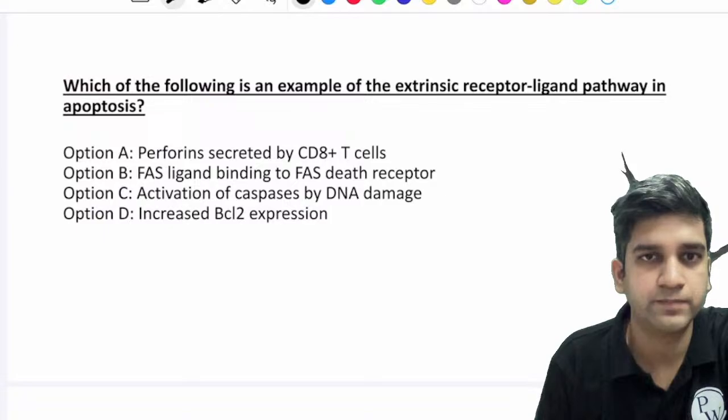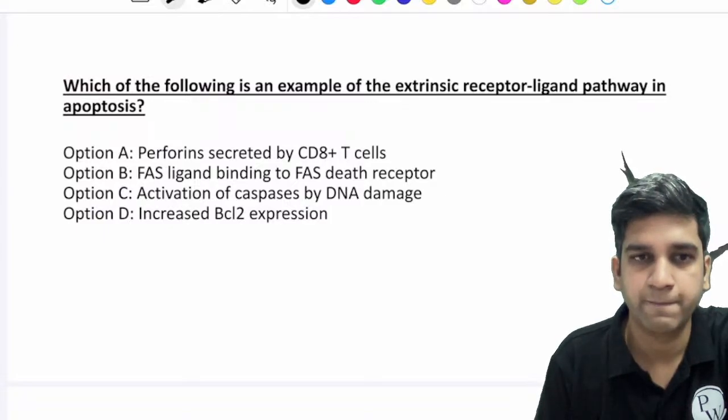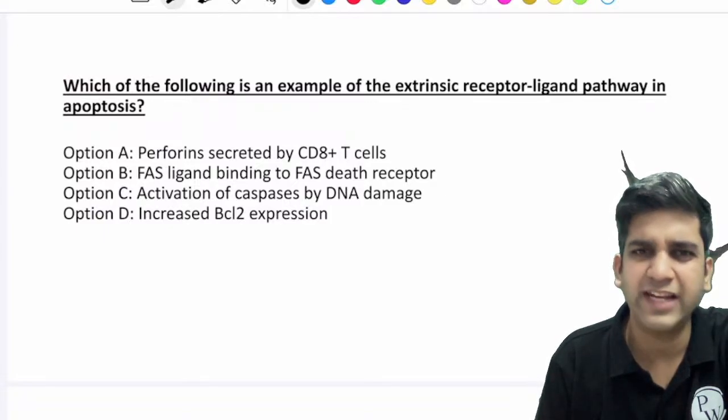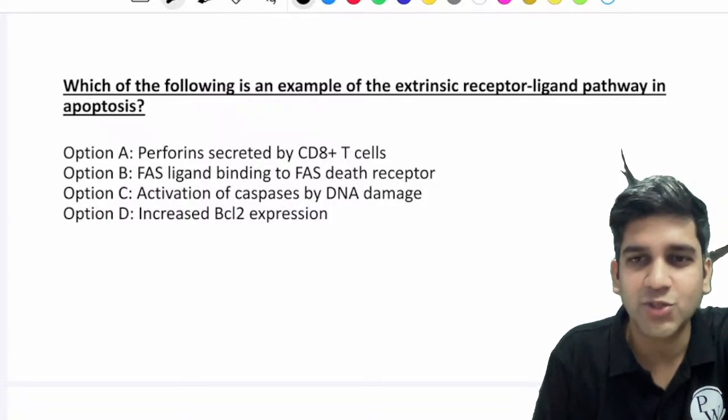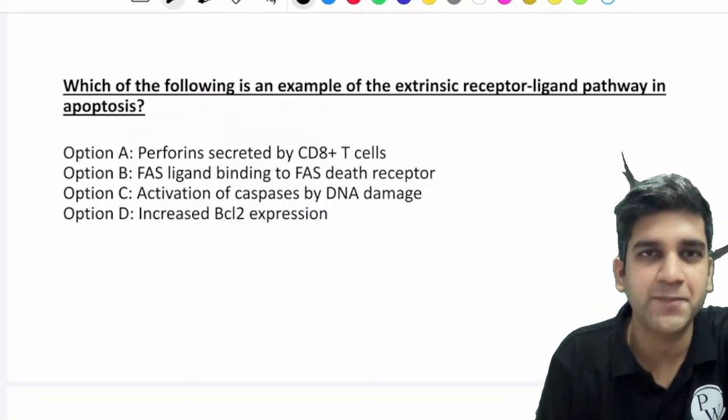What's the right answer? A, B, C, or D? Anything. If it doesn't matter, just type I don't know. That's also okay with me. Okay, Nayak has gone with B, Lion has gone with B, Priya has gone with B.